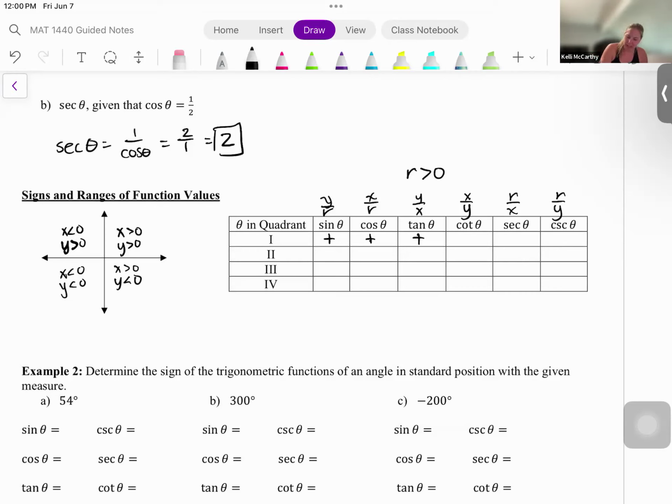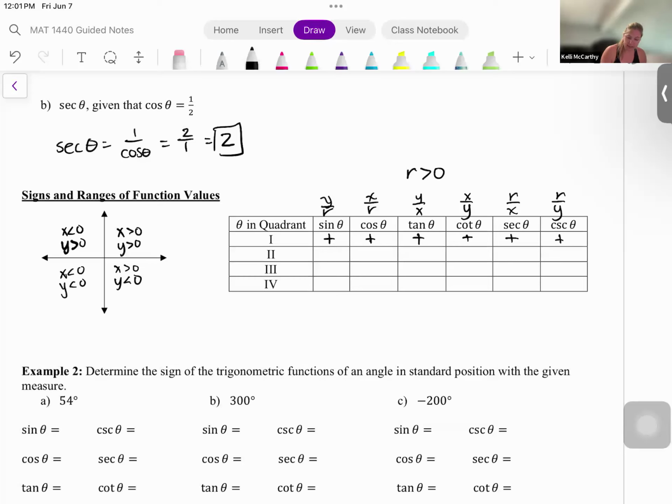For cotangent, since tangent was positive, cotangent will be positive. Since cosine was positive, secant will also be positive. And for cosecant, since sine is positive, cosecant will be positive. So what we see here is that if our terminating side is in quadrant 1, then all of our trig functions are going to have a positive sign.